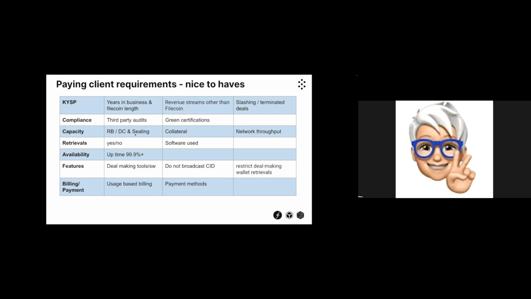Again, compliance, third-party audits, certifications, capacity. Sorry, a couple of these are repeats, other payment methods.